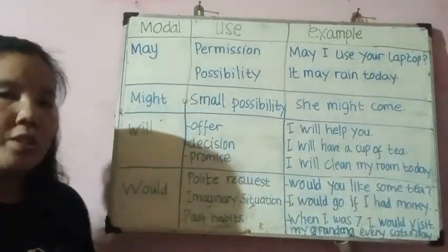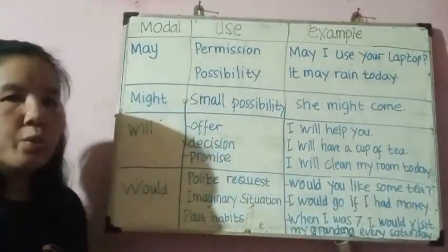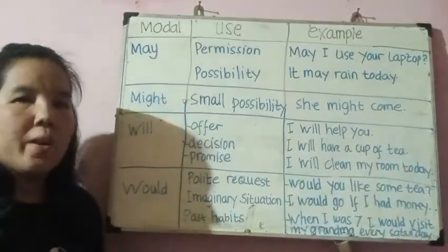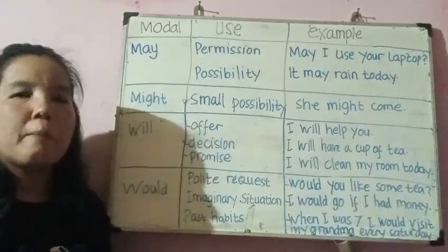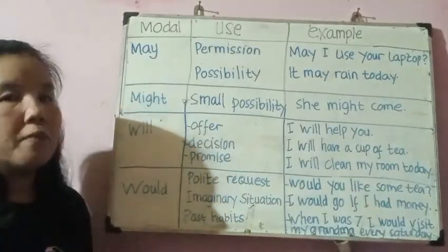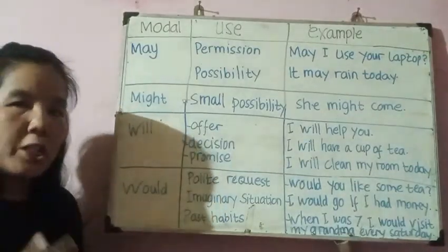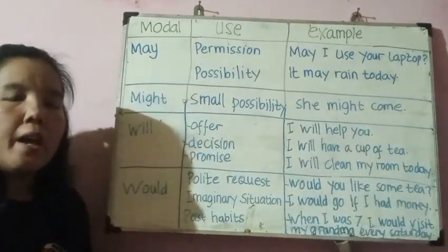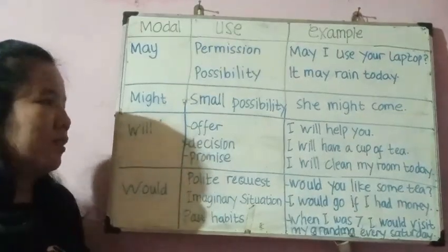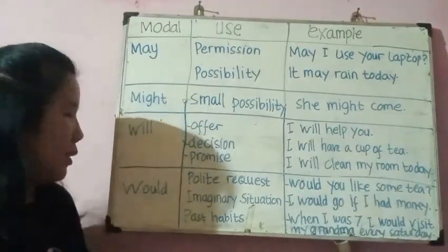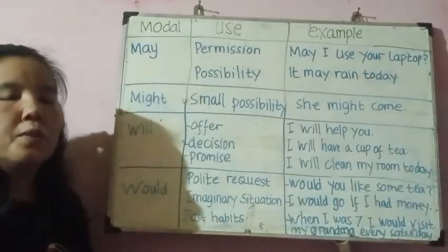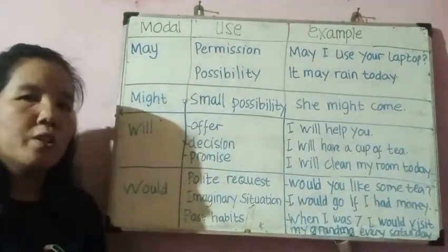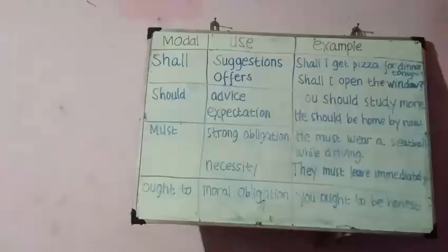And we use the modal verb would. We use would to express or talk about polite request. For example, would you like some tea? And we use modal verb would to talk or express imaginary situation. For example, if I had money, I would go. Or I would go if I had money. And next, we use would to talk about past habits. For example, when I was 7, I would visit my grandma.